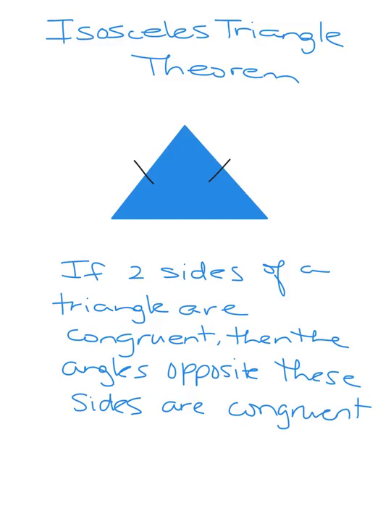Now, the isosceles triangle theorem states that if two sides of a triangle are congruent, then the angles opposite these sides are congruent. So if we look at our given triangle, we have our legs that are congruent. Here's a leg and that's a leg, and they are congruent sides. It says the angles that are opposite these sides are congruent. So the one opposite that leg would be this one, and here's the angle opposite the other leg. So these are actually our base angles, and they are congruent.